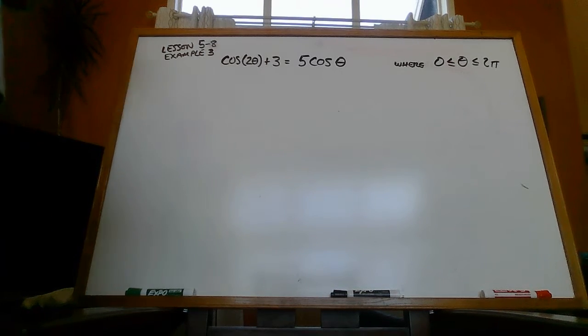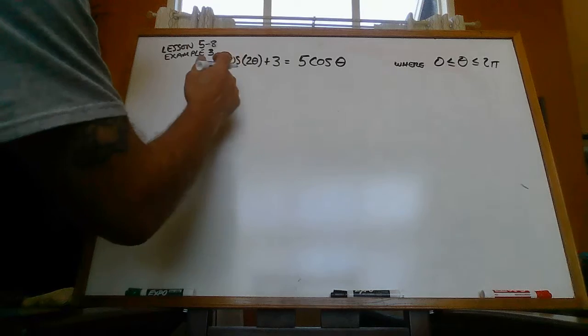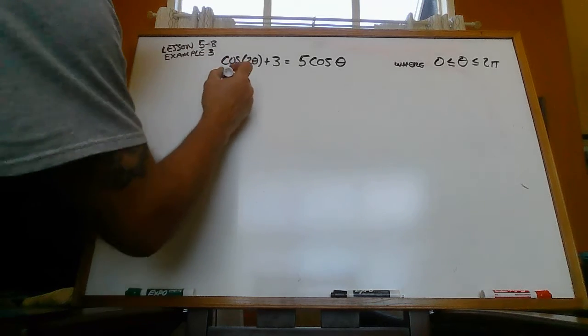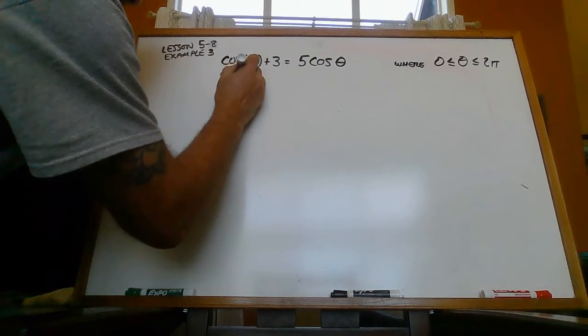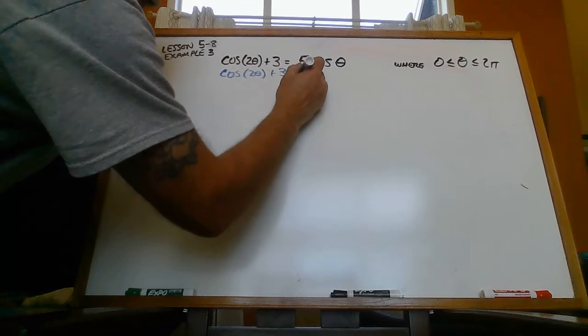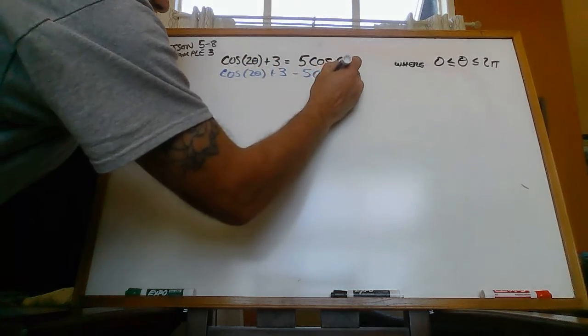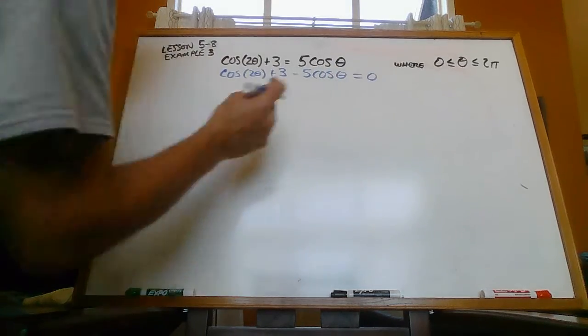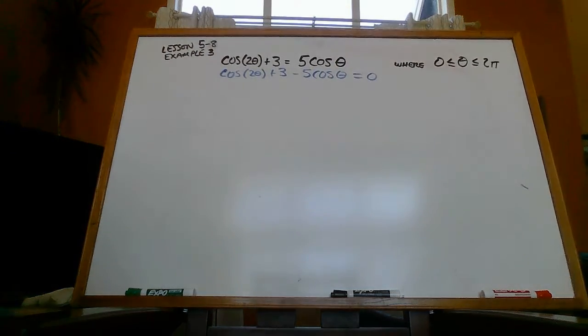Okay, here we've got an interesting problem. Cosine 2 theta plus 3 equals 5 cosine theta. So first thing that I would do is I would move this over with this other stuff over here. So we'll make this cosine 2 theta plus 3 minus 5 cosine theta equals 0.